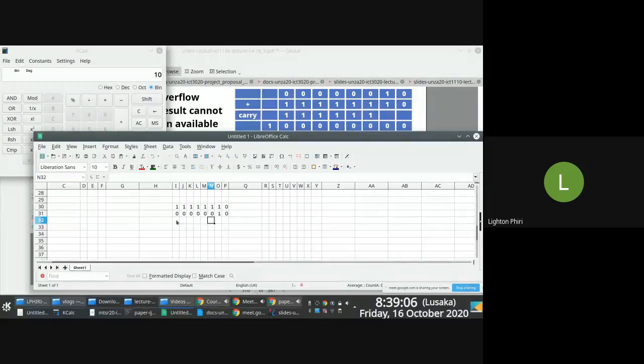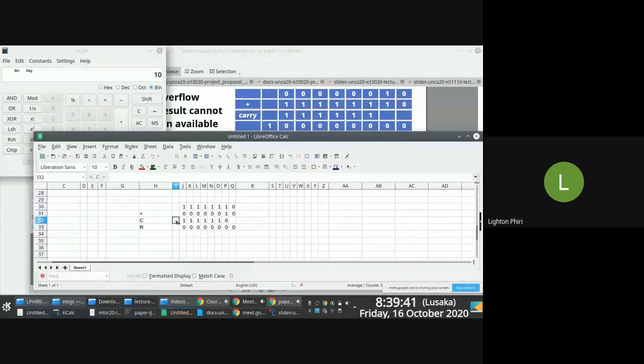If we add 254 plus 2, what we end up with is a situation where, and this is our carry bit and the result here: 0 and 0 is 0, remember 0. 1 and 1 is 0, remember 1. 1 and 1 is 0, remember 1. 1 and 1 is 0, remainder 1, 0, remainder 1, 0, remainder 1, 0, remainder 1.